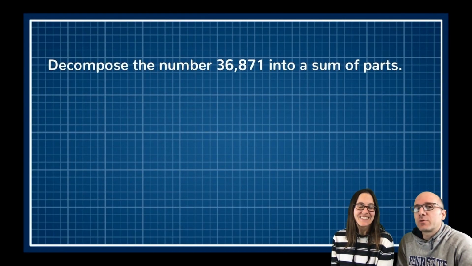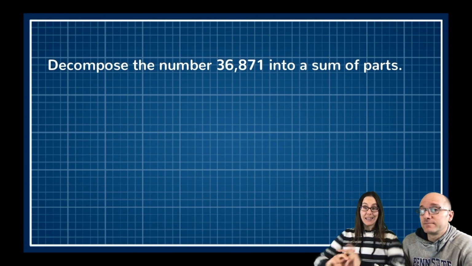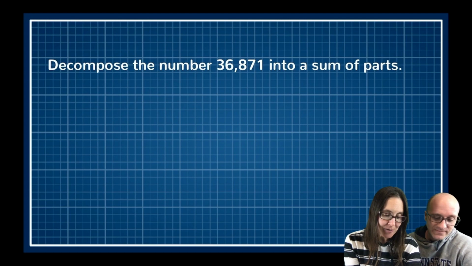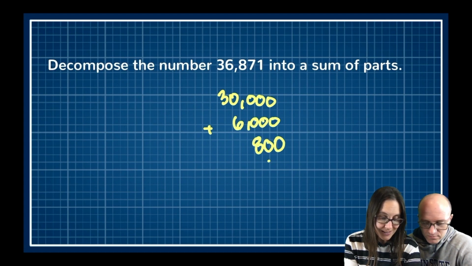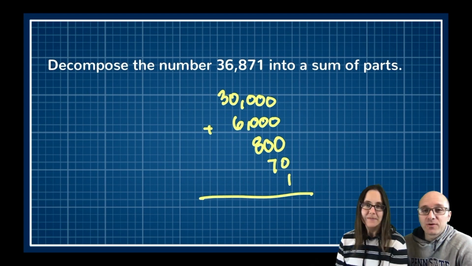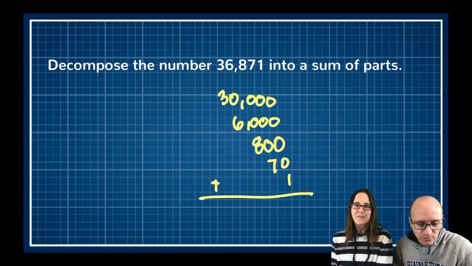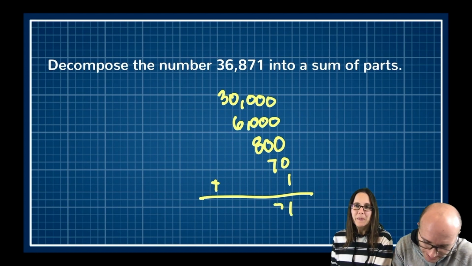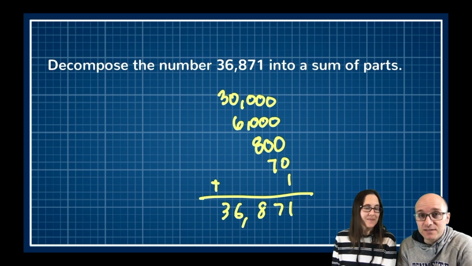Okay. Can you decompose this number, 36,871, into a sum of parts? Oh, you bet I can. Watch this. We have 30,000 plus 6,000 plus 800 plus 70 plus 1. And I should move that plus sign down there. Okay, so when we've done that, you're saying we would add down and it would give us the original number? That's right. Very nice. You've decomposed it into a sum of parts.